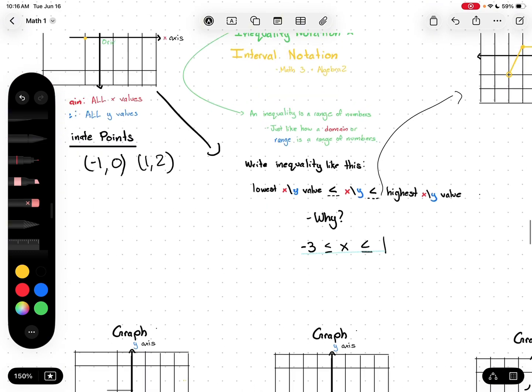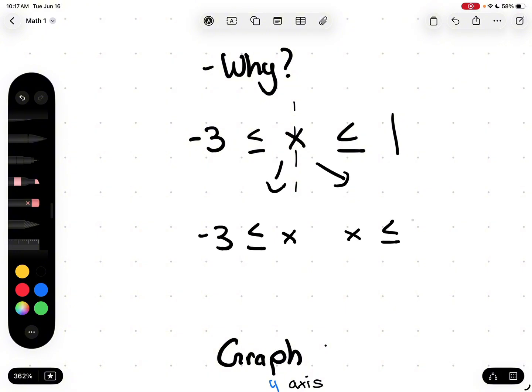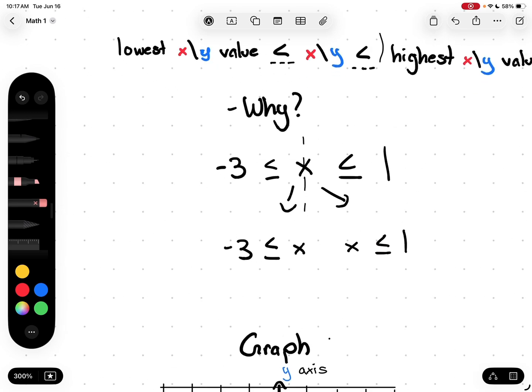Why does this make sense? Well, this is a compound inequality, which means that essentially it's two inequalities with one matching term in each of them that we can combine together. Essentially, this is saying negative 3 must be less than or equal to x, and x must be less than or equal to 1. It's two different inequalities that you can combine to make this. The graph has values that are greater than negative 3, but less than 1.